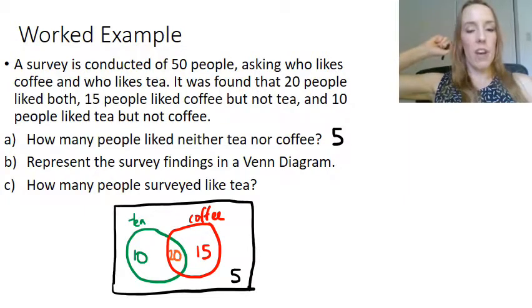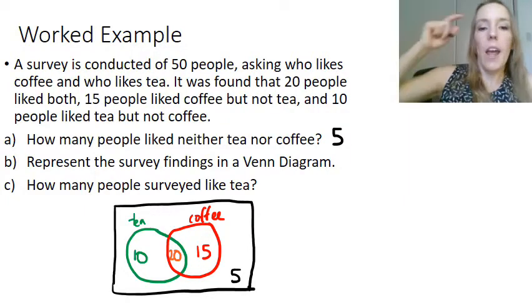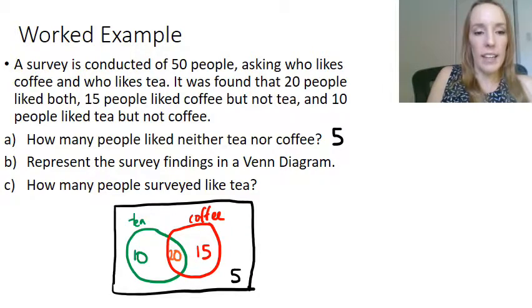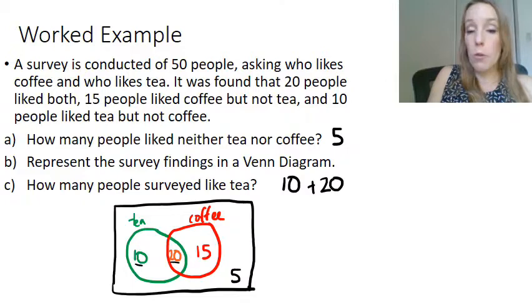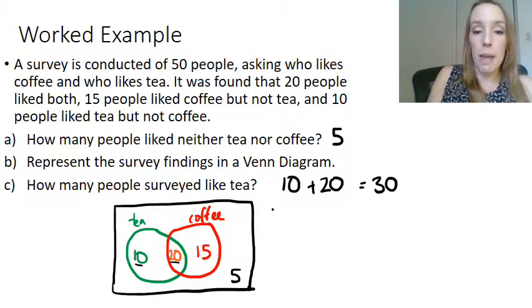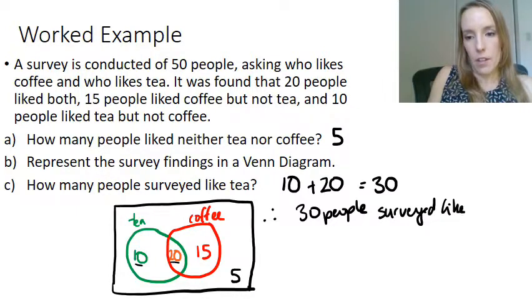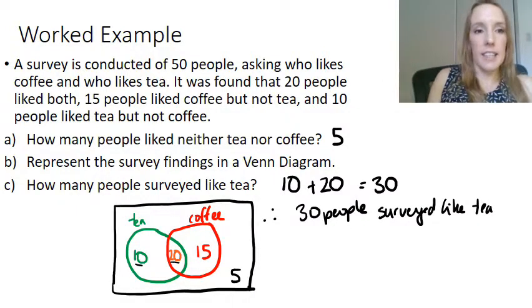So how many people surveyed liked tea? What we're going to do is find the total number who liked tea. We had 10 people who liked tea, but we also had 20 people who liked tea and coffee. So we had another 20 who would like tea as well. That gives us a total of 30 people. So 30 people surveyed liked tea. 30 out of that 50 liked tea.